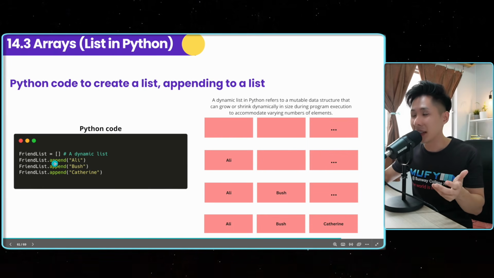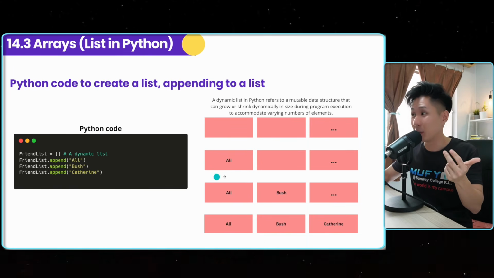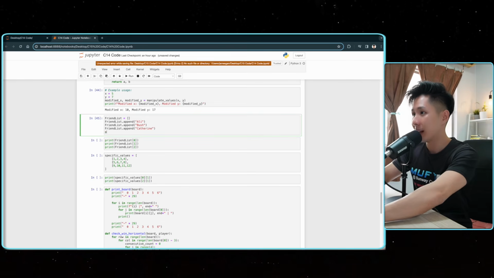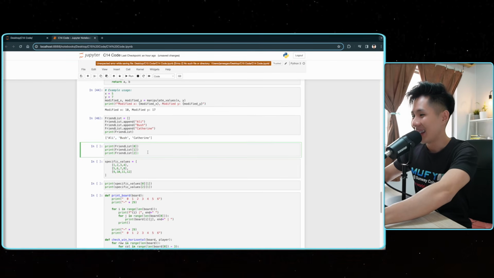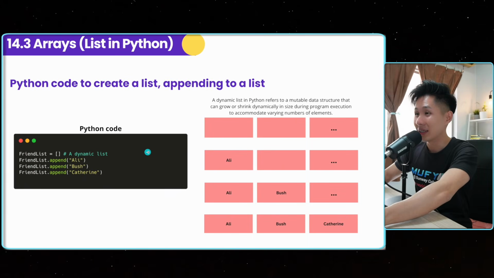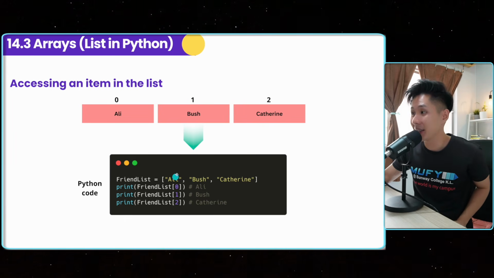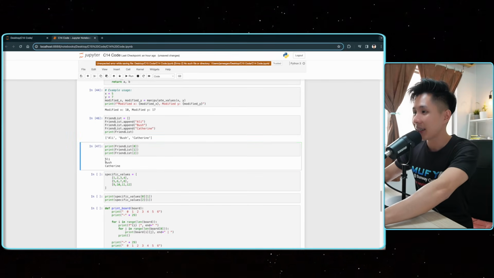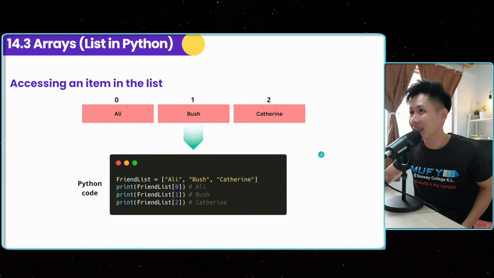And of course, another thing I want to say, to add something into the list, you just use the append keyword. So in this case, I've written the code here. So if I were to print out the friend list, you will see that the list will contain all the friends that I have. Yeah, Ali, Bush, and Catherine. And going back to the explanation, you can also access the item in the list by using the indexing method, which we talked about in chapter 12. So if I were to print this out, you can see that Ali, Bush, and Catherine have been printed. So that's 1D array, nothing really fancy.